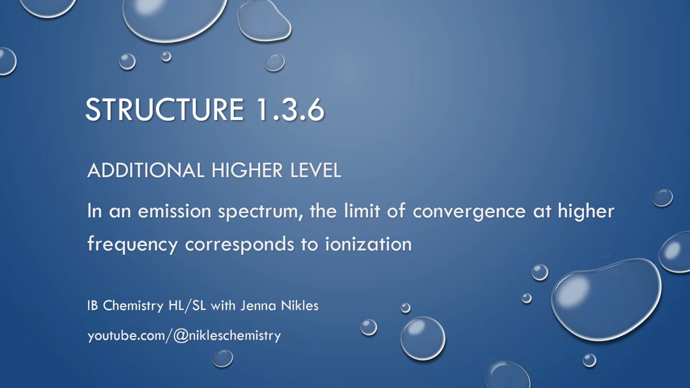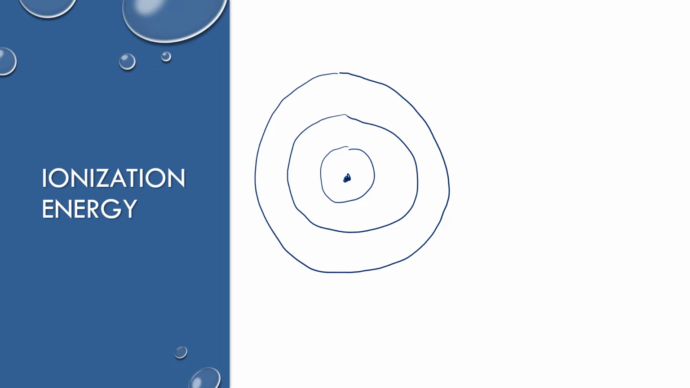We're going to talk about structure 1.3.6 today. This is higher level only, and it's about ionization energy and how that's related to convergence limits. So let's define ionization energy really quick. I'm going to use a Bohr model for this, even though we know now that it's not the most accurate. But it's still useful sometimes to use some of these older models just as illustrations.